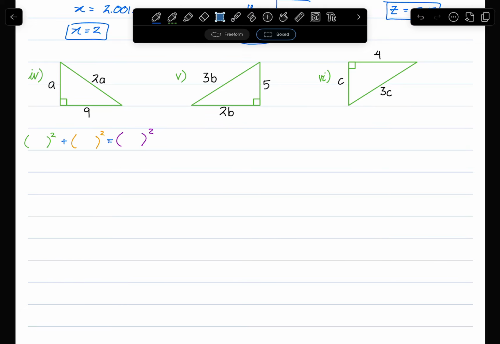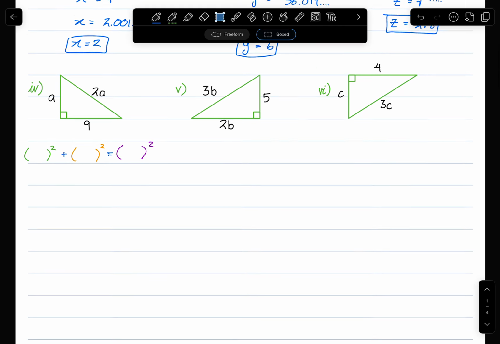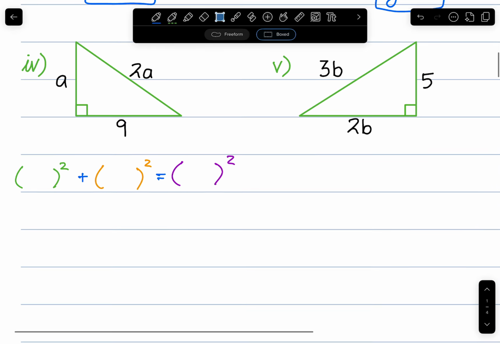Hello class, this is a continuation on our hard Pythagoras theorem problems. So let's go straight into our fourth problem here.